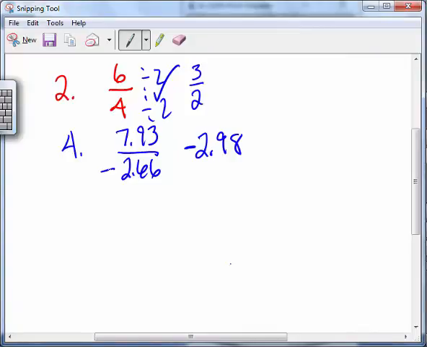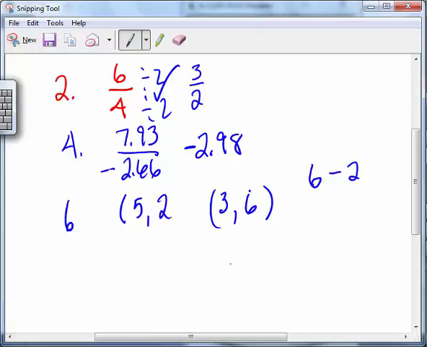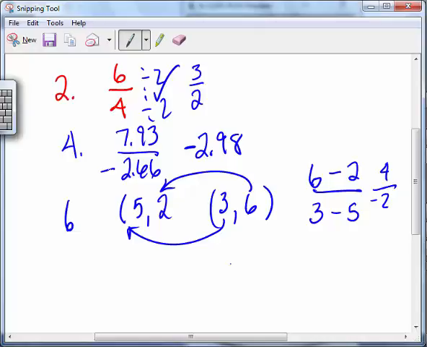Number 6, find the slope. So the change in y, the 2 points that we have are 5, 2, and 3, 6. So it's the change in y, 6 minus 2 over 3 minus 5. 6 minus 2 is 4. 3 minus 5 is negative 2. 4 over negative 2 is negative 2.